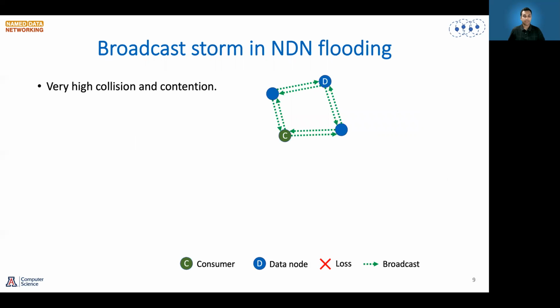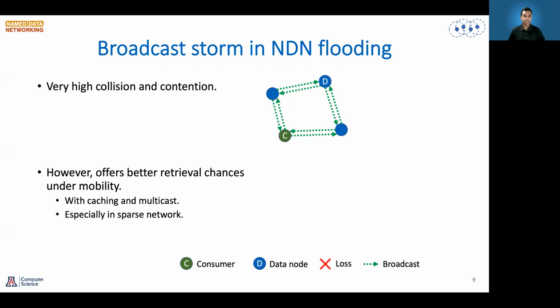NDN-based flooding suffers from very high collision and contention from broadcast storm. However, caching and multicast offer better retrievability under mobility and when the network is sparse. So even if the path to one data node fails, another may bring the data back.